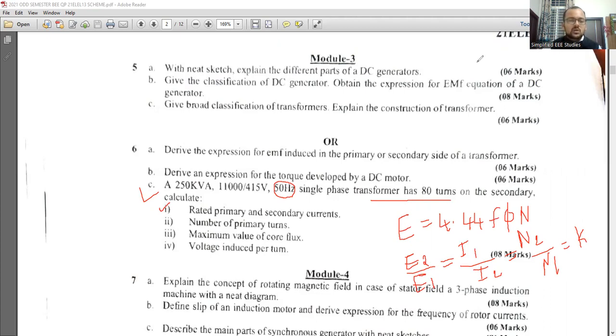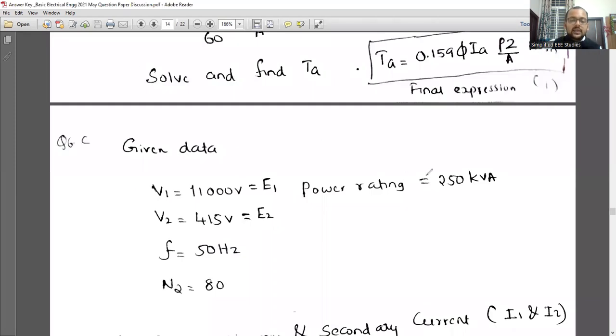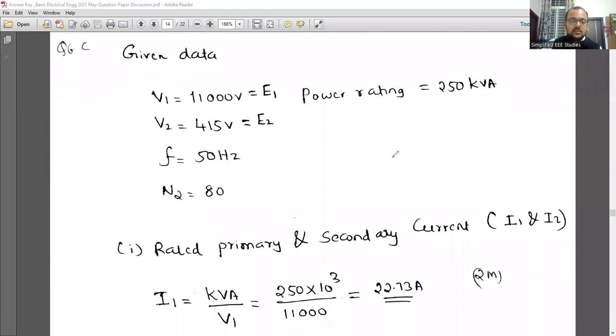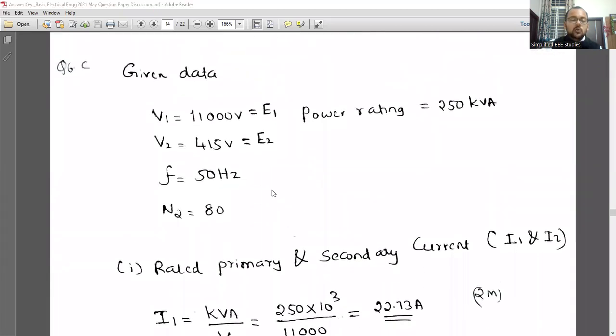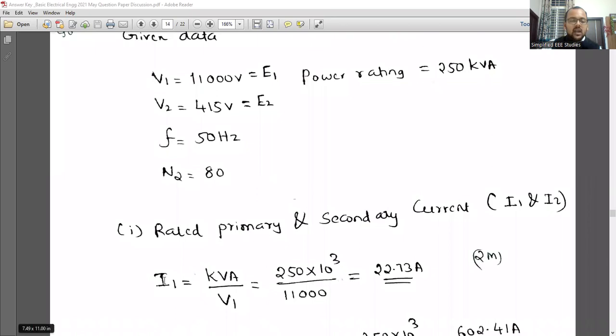I promise you. So how to make out? First of all, you write the given data like this. Everybody please observe here, writing down the given data. Thereafter, how to calculate I1? What is current? Current is nothing but power by voltage. kVA means the power.